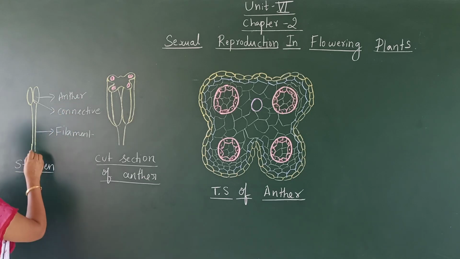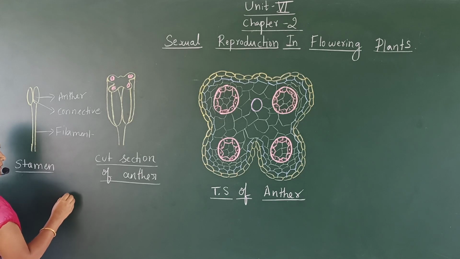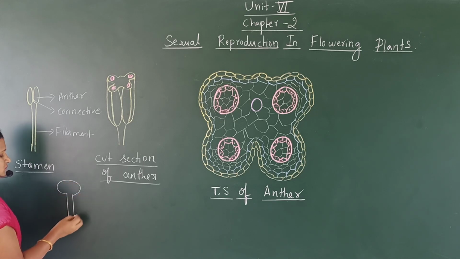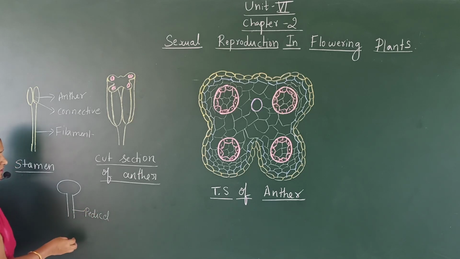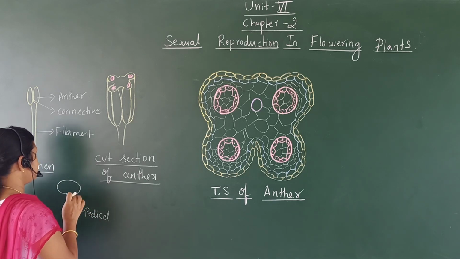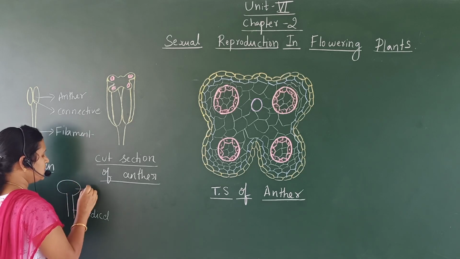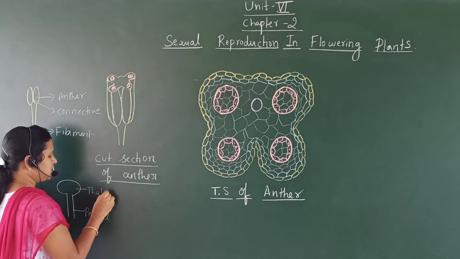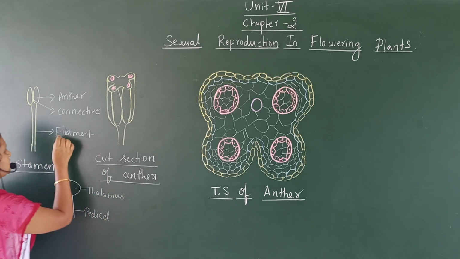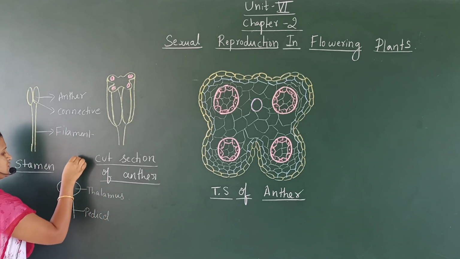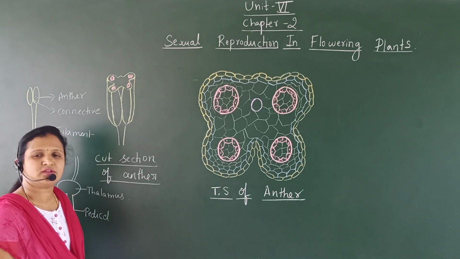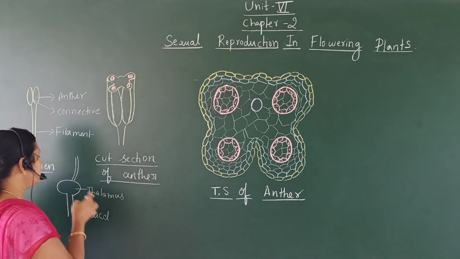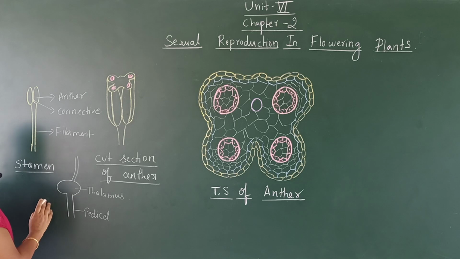The proximal end of the filament will be attached to the thalamus of the flower. This is the pedicel. In the last class we have discussed that the tip of the pedicel which is swollen is called the thalamus. On this thalamus the filament will be attached. In general, in all the flowers, the filament will be attached to the thalamus.